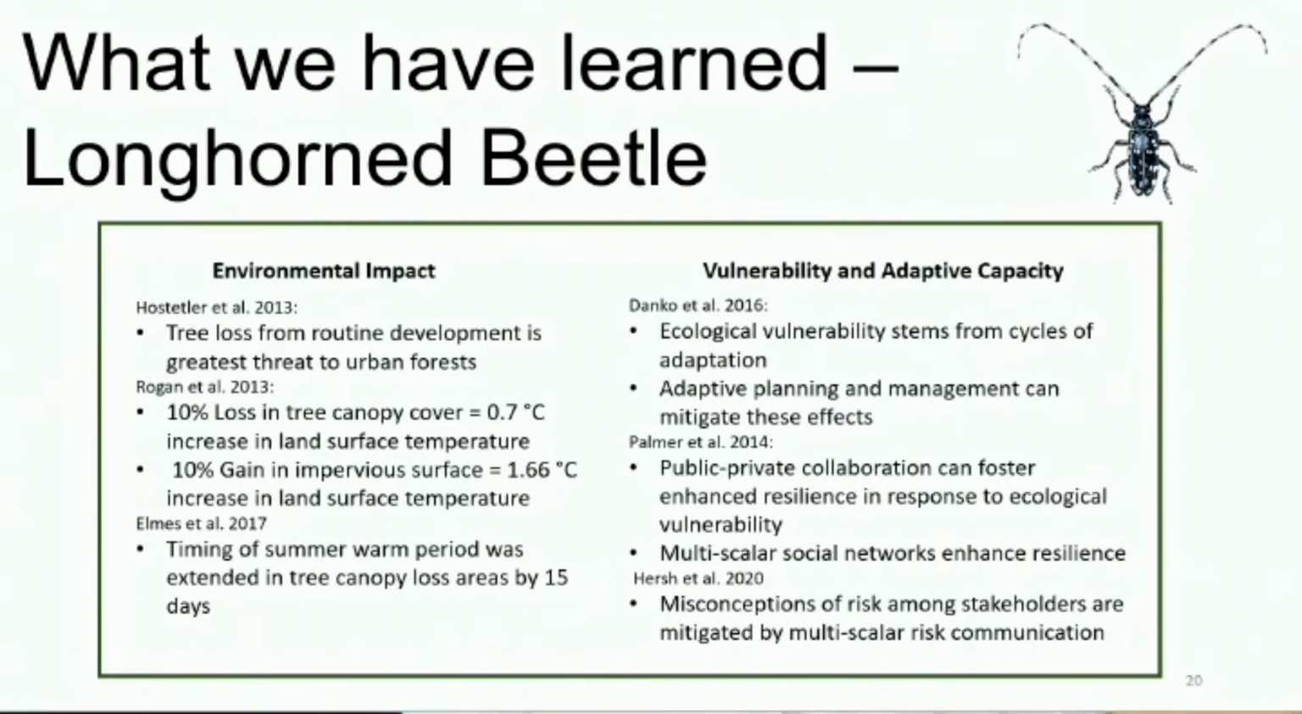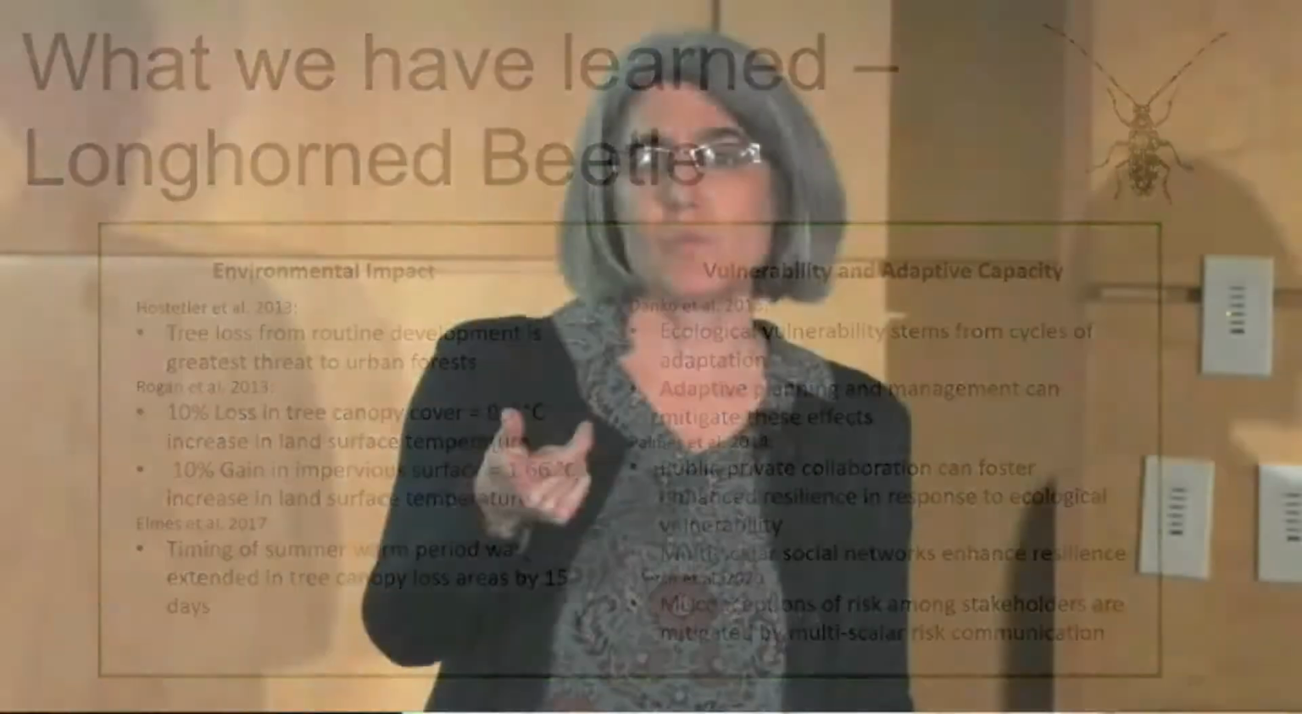We also were able to document the way that loss in tree canopy has an actual local impact on local land surface temperatures, and that it can extend the summer warm period. And then on the more social science, urban policy side, we were able to identify the ways that in Worcester, but we argue also elsewhere, ecological vulnerability actually has cycles, and what happens in one cycle and the policy decisions that are made lead to other kinds of vulnerability that need to be adapted to in future.